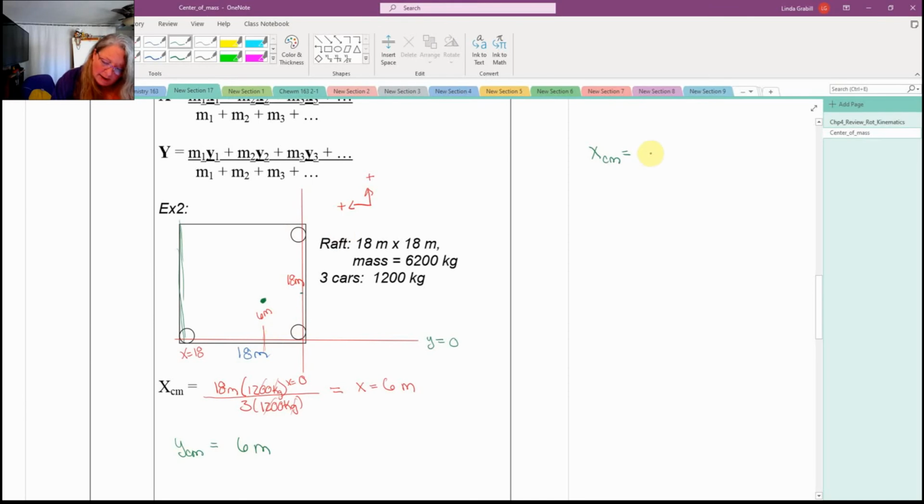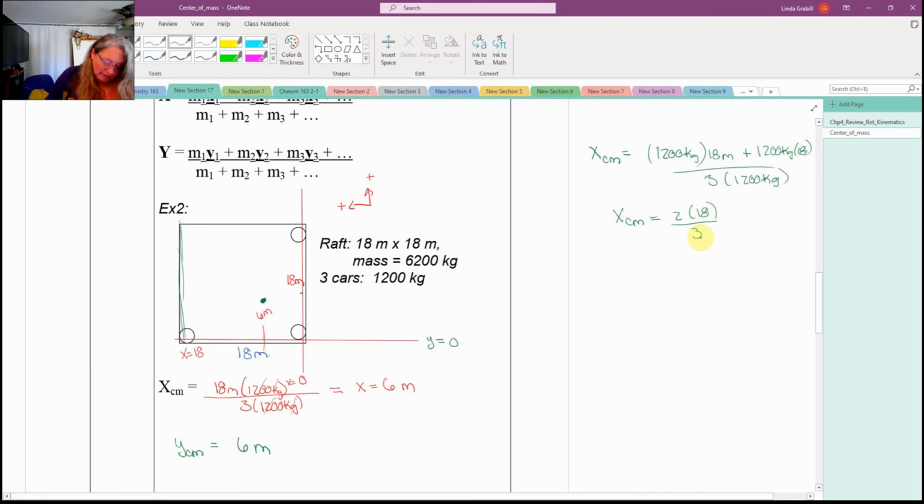I'll write them out. I'm going to have X, mass 1 is this 1,200 kilograms times my 18 meters plus 1,200 kilograms times 18 meters, divided by the total, the 3 times the 1,200 kilograms. There we go. And then you might look at this and think, I don't feel like we're going to get the same answer. My 1200s are going to cancel out still. And what do I end up with? 18 times 2.